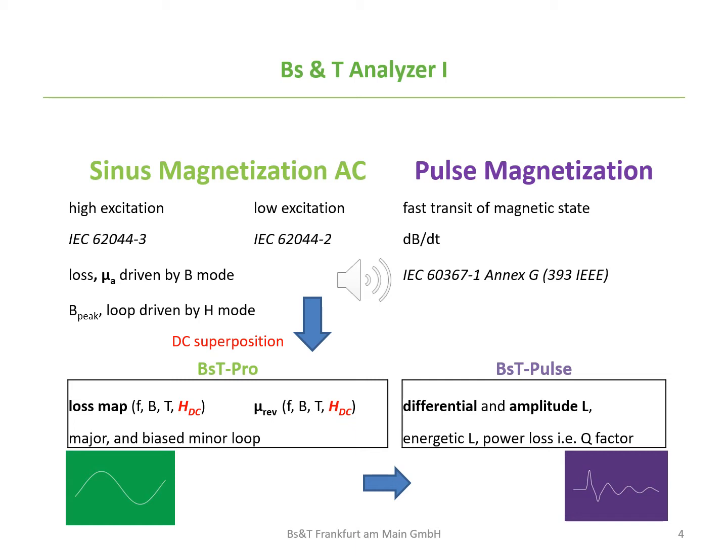The high excitation is governed by the IEC 62044-3. The power loss is measured driven by the B mode and the sinusoidal voltage time diagram. At the same time as the power loss, the amplitude permeability is measured as well. The flux density measurement is driven by the H mode. That means the current time diagram and the sinusoidal condition is performed.